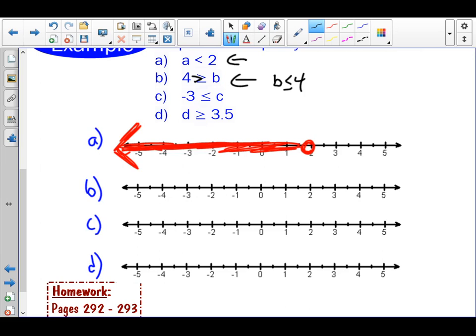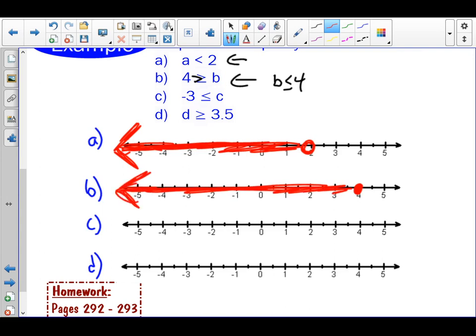So we need to find 4. And it's equal to 4, by the way. So instead of a hollow dot, we're going to have a filled in dot for this one. And now we're going to look at B is less than or equal to this. So it's everything left or right. What's less? It's left. So it's everything to the left of that point that's included in this inequality. There we go.